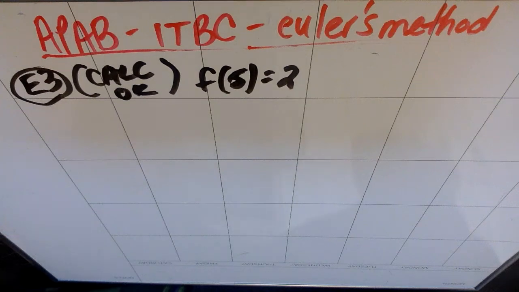Okay, this is AP and AB Calc. We're doing Intro to BC Calc, and this is Euler's method. So we're going to do example 3, which does require a calculator, right?